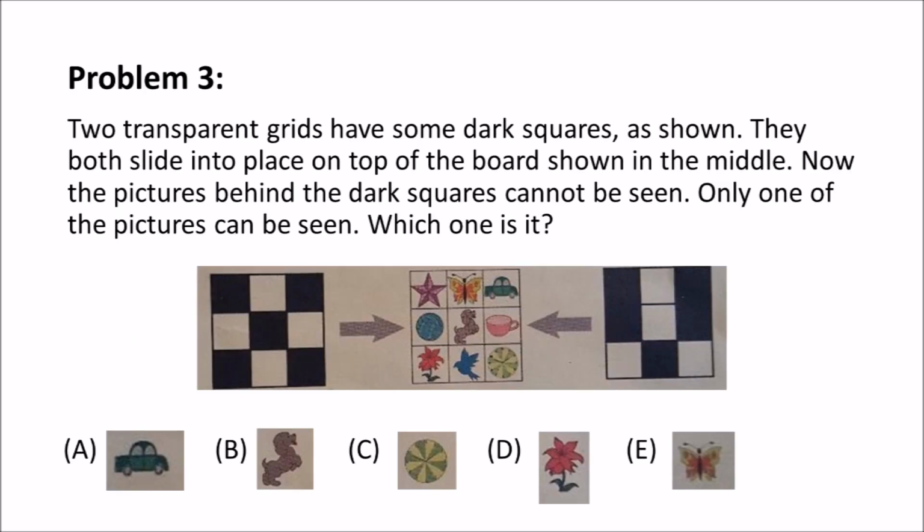Problem 3 reads, two transparent grids have some dark squares as shown. They both slide into place on top of the board shown in the middle. Now the pictures behind the dark squares cannot be seen. Only one of the pictures can be seen. Which one is it? The options are the car, the dog, the clock, the flower, and the butterfly.